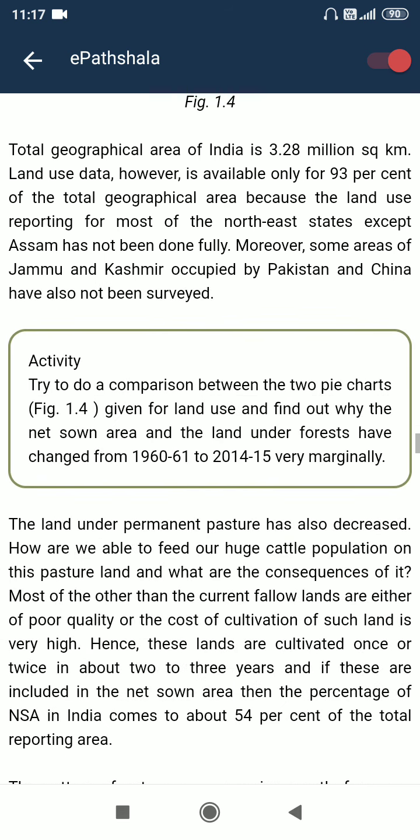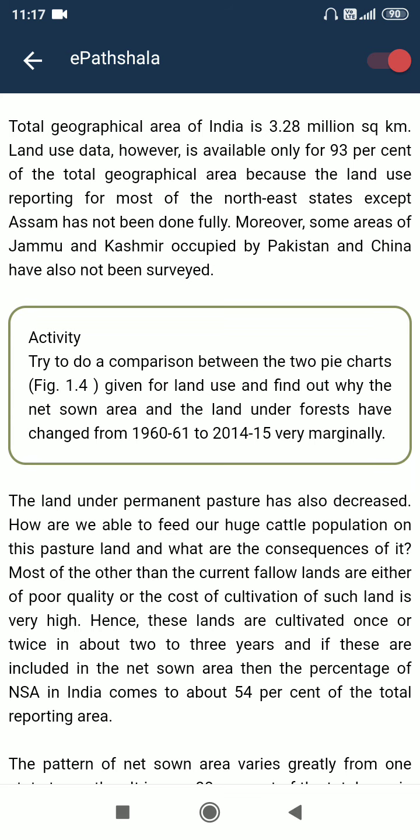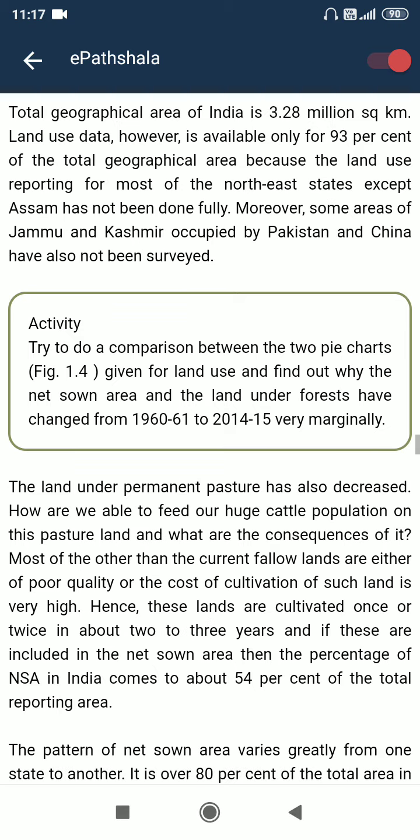Total geographical area of India is 3.28 million square kilometers. Land use data, however, is available only for 93% of total geographical area because the land use reporting for most of the northeast states except Assam has not been done fully. Moreover, some areas of Jammu and Kashmir occupied by Pakistan and China have also not been surveyed.